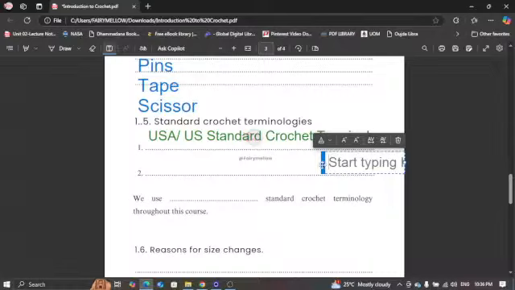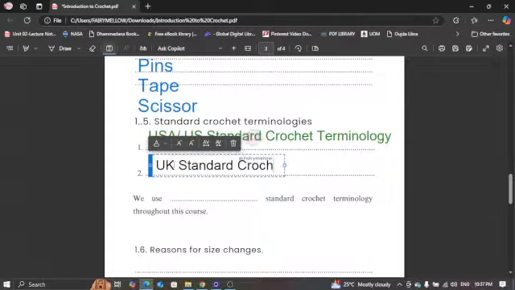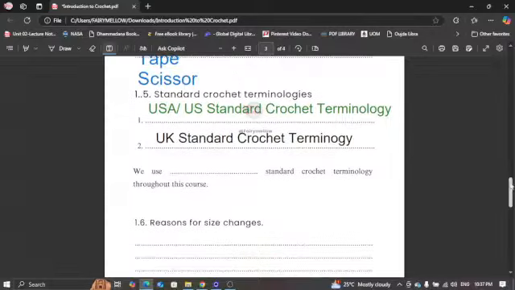The other one is UK standard crochet terminology. And there is a small paragraph under those 2 points.